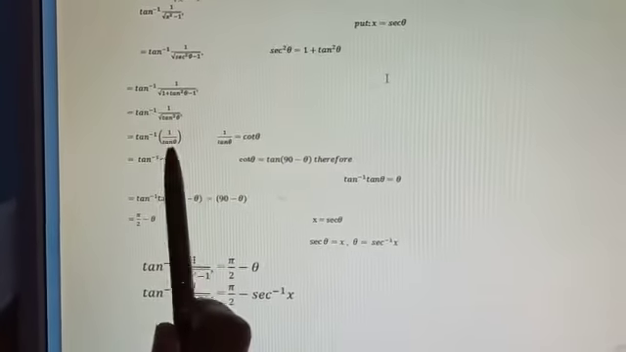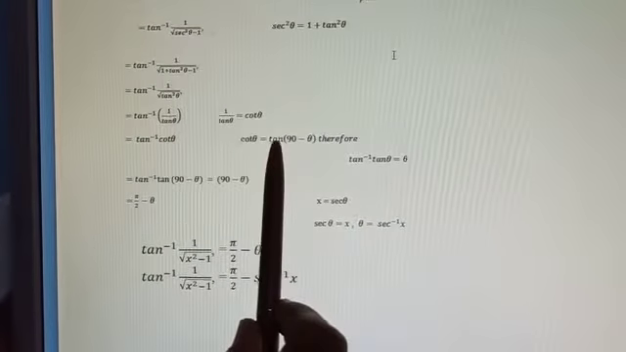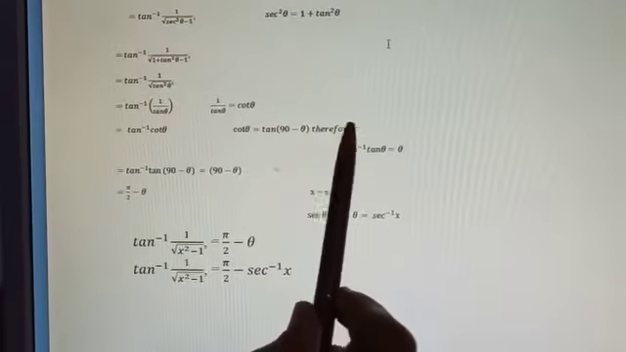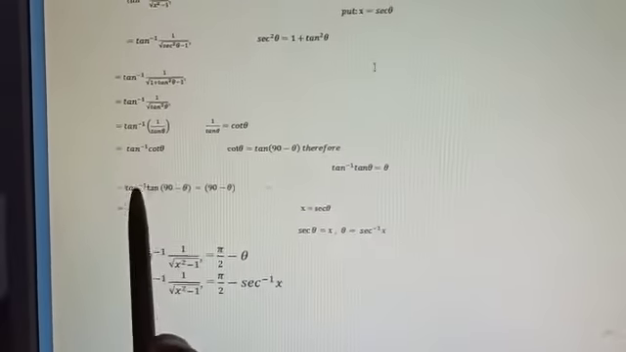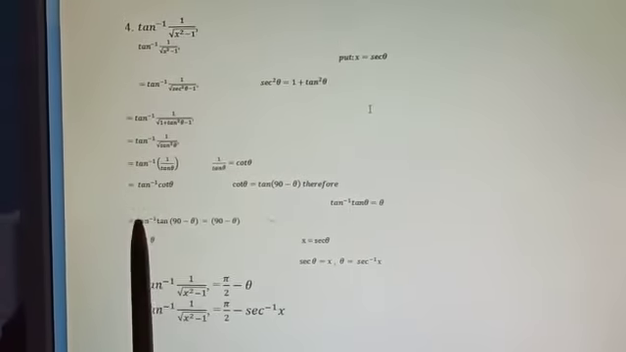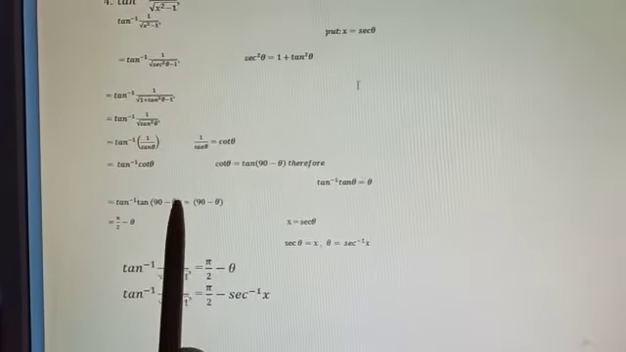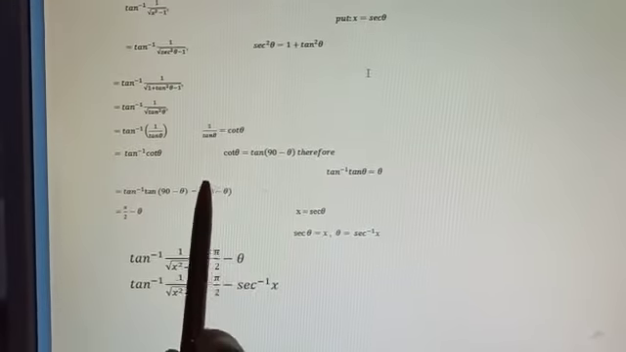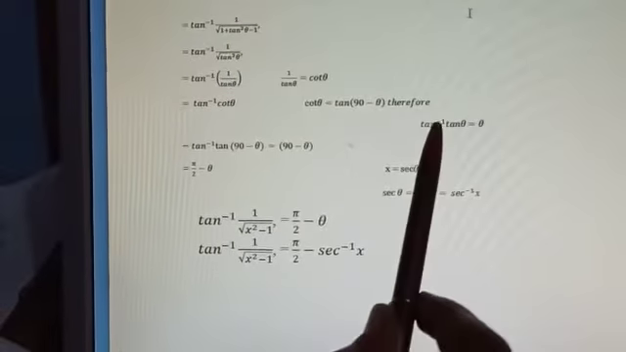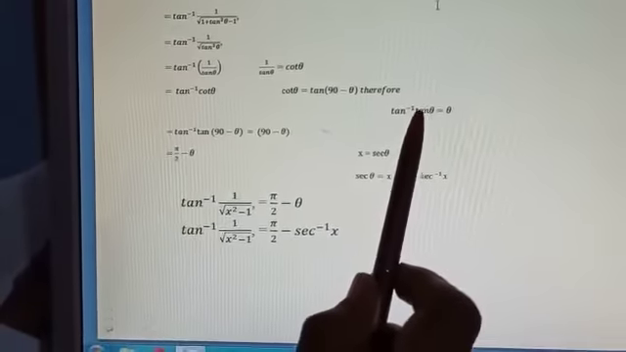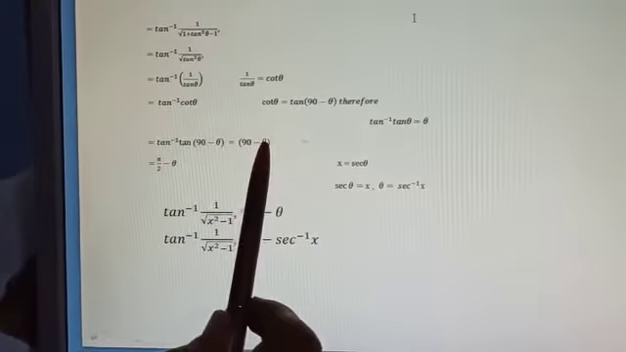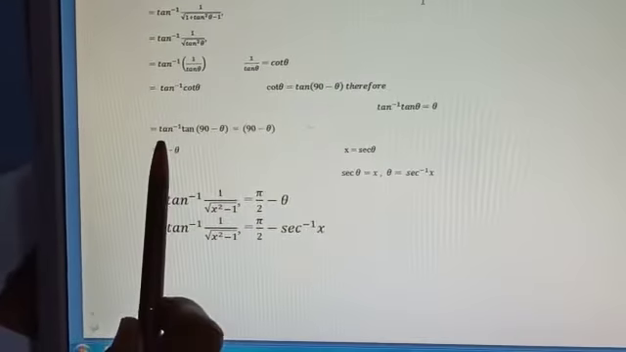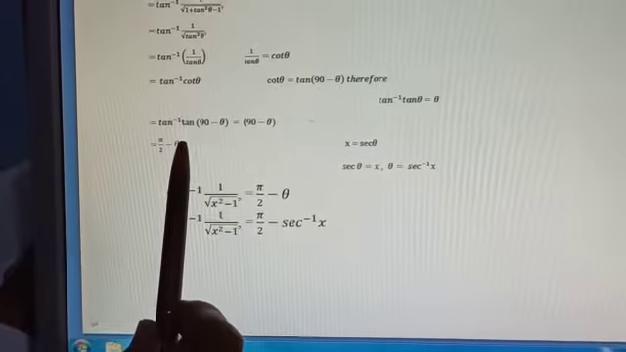So what is cot theta here? Cot theta can be written as tan of 90 minus theta. Therefore tan inverse of tan of 90 minus theta is equal to 90 minus theta. According to this, tan inverse of tan theta is nothing but theta only. So I had written 90 minus theta. 90 can be written as pi by 2, so pi by 2 minus theta.